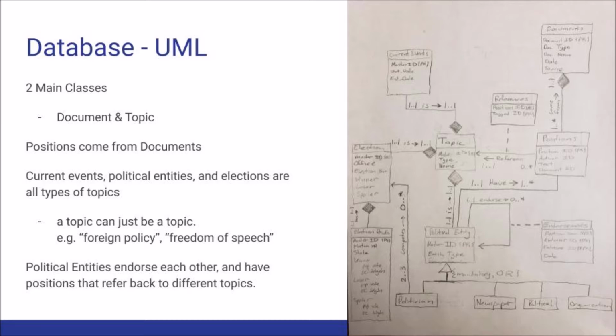A topic can also just be a topic, like an ideological concept or topic, like foreign policy or freedom of speech. Political entities endorse each other and have positions that refer back to different topics. Political entities have the mandatory or specialization for the subtypes politician, newspaper, political party, or political organization.